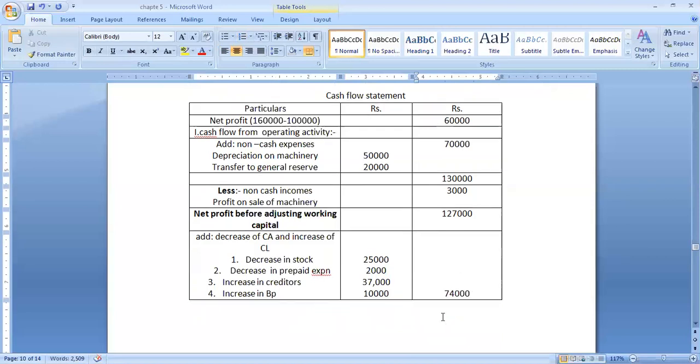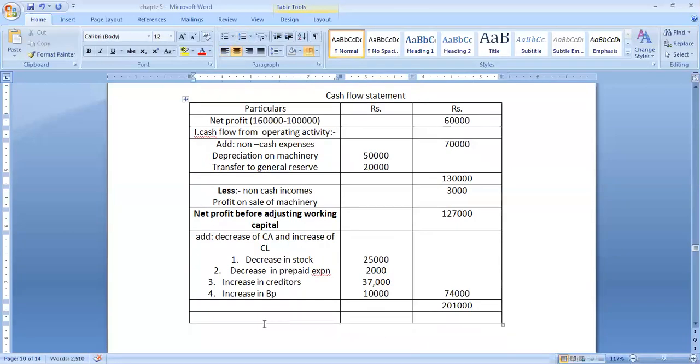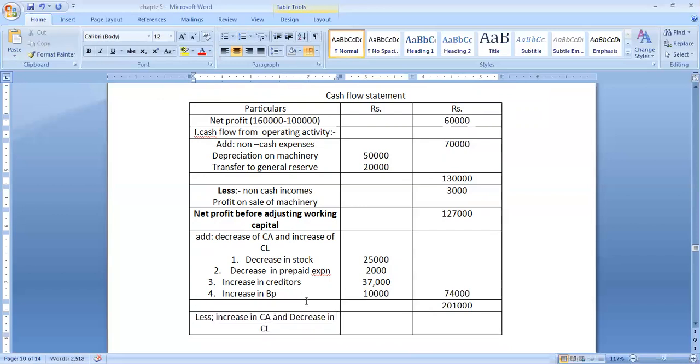74,000. Yeah. So now 1,27,000, add 74,000 to it. You will get 2,01,000. Now less the increase in current assets and the decrease in current liability.